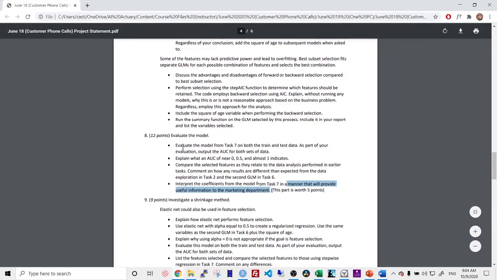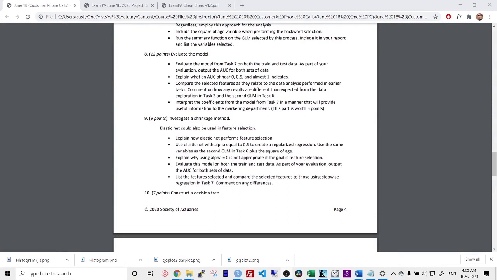Let's just go back and make sure that we answered everything. Interpret the coefficients in a manner that will provide useful info to the marketing department. This part alone was worth 5 points, so it's worth investing in. Task 9 points. Investigate a shrinkage model. ElasticNet could also be used for feature selection. Explain how ElasticNet performs feature selection.